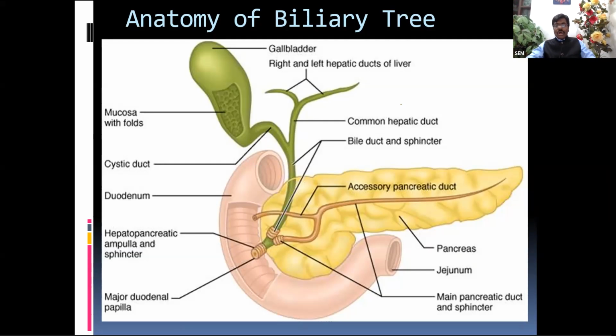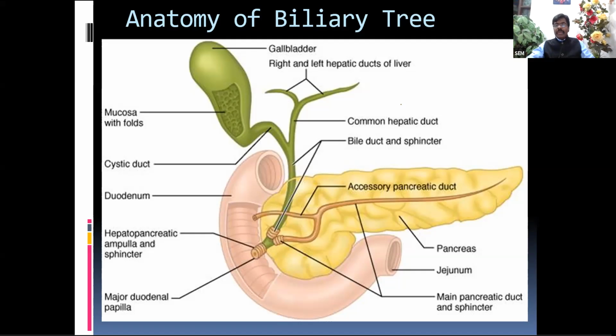What is choledocholithotomy? Choledoco means bile duct. Lithotomy means removal of the stone. So the removal of the stone from the bile duct is called choledocholithotomy. Where is it done? It is over the bile duct. Which part of the bile duct? It is the supraduodenal part of the bile duct.